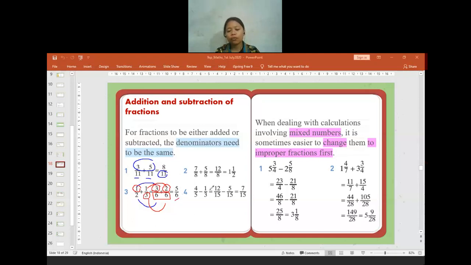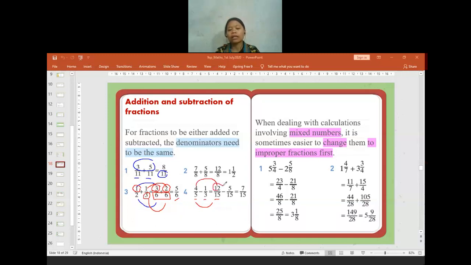For question 4, the denominators are different, 5 and 3. So I need to find the LCM. The LCM of 5 and 3 will be 15. So when I already have 15, I need to check from 5 into 15. I need to multiply it by 3. So it means the number 4 over here, I need to multiply it by 3 also. That's why in here I get number 12.